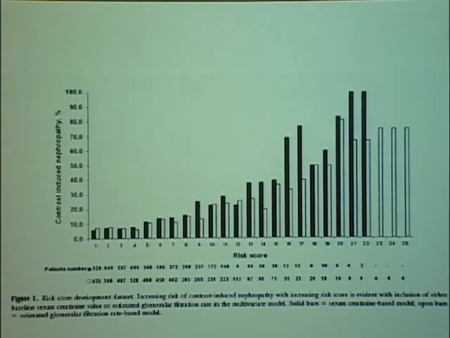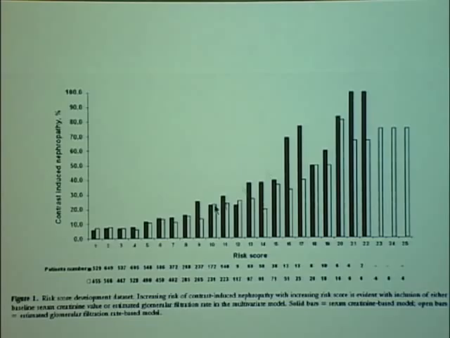So how well does this work? This is their raw data, and it's interesting to look at the shape of this curve. The risk score is plotted versus the contrast-induced nephropathy risk. Patients who have a score of 1 have a very low risk of nephropathy. Patients who have a score of 22 have almost 100% chance of nephropathy. This is the population that they used to develop the scoring system, and it is very strongly related with onset of nephropathy.